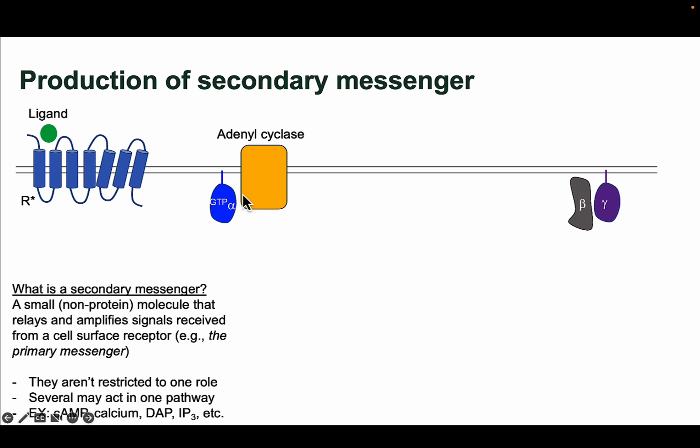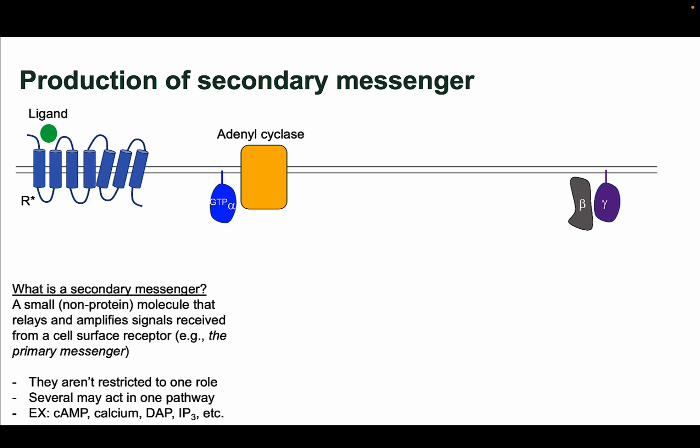And the enzyme it activates, and you don't have to know the name of this enzyme, is called adenyl cyclase. And so this alpha subunit activates this enzyme. Now, this is the important part: this enzyme is going to lead to the production of a secondary messenger. Okay, so let's just take a second to define what a secondary messenger is.